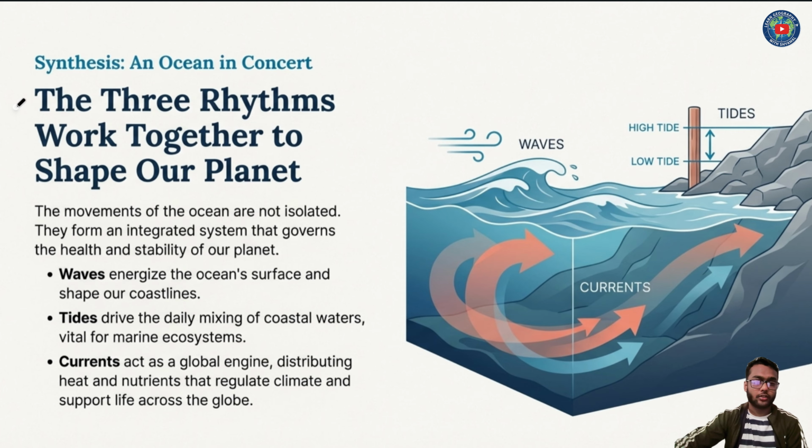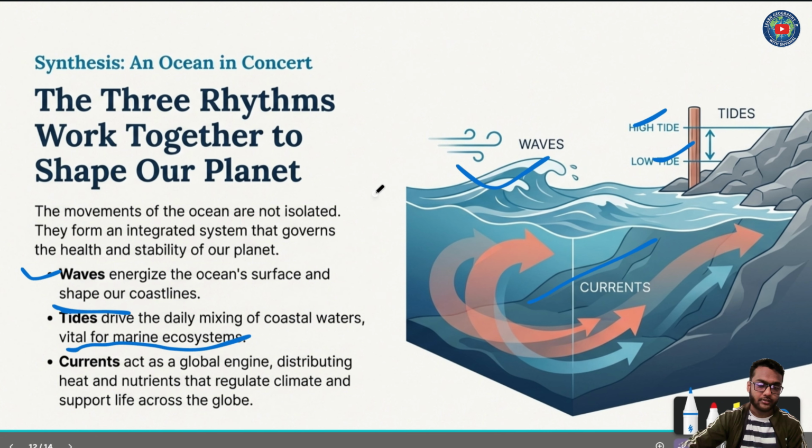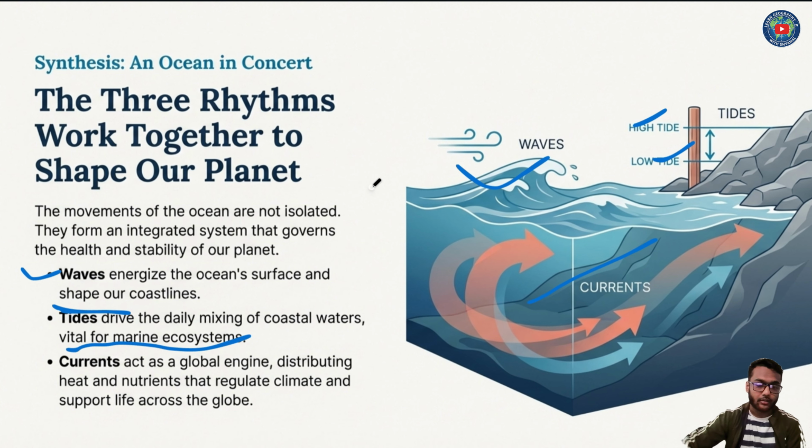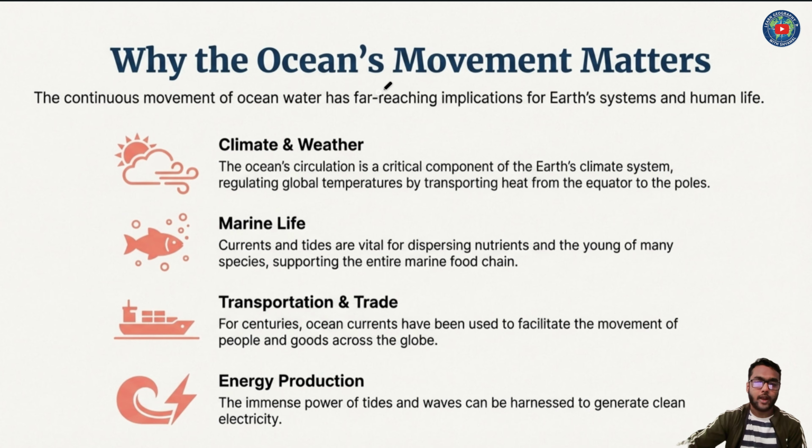The three rhythms work together to shape our planet. The movements of the ocean are not isolated. They form an integrated system that governs the health and stability of our planet. Waves energize the ocean surface and shape our coastlines. The tides drive the daily mixing of coastal waters, vital for marine ecosystems. High tide, low tide. And currents act as a global engine, distributing heat and nutrients that regulate climate and support life across the globe. Okay, why does ocean movement matter? Why is ocean circulation important? That is waves, tides, and currents.